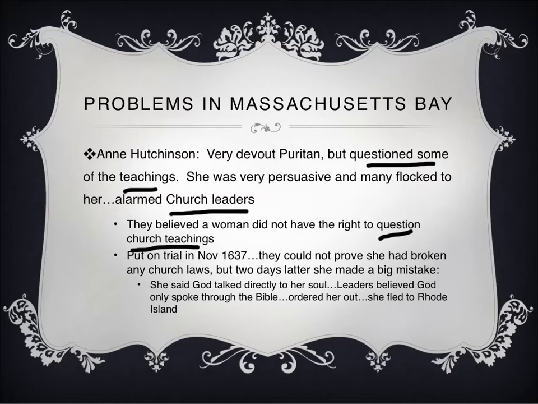So they put her on trial. They put her on trial in November 1637. But the problem is they can't prove that she's done anything wrong, right? We don't like her. Come on, let's find something. And they can't find anything wrong. But they keep grilling her and questioning her. And finally, after 2 days, she makes this big mistake. And what mistake did she make? Well, she said that God talked directly to her soul.